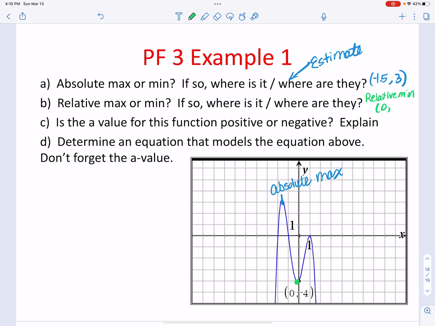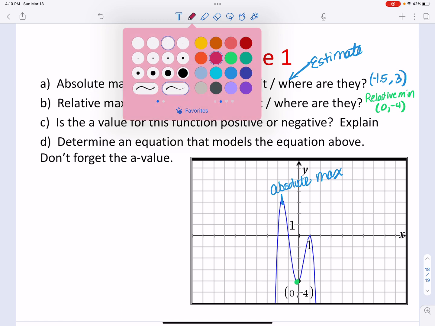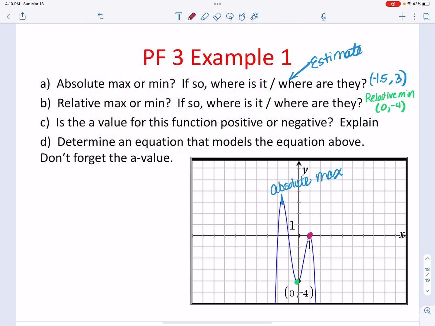At about (0, -4). Now, this is what I got in a big conversation when I taught this. This is a relative max, and if they're asking me to list the relatives, my relative max is... you have to list the absolute in there as well. So my relative maxes are -1.53 and 0.1.